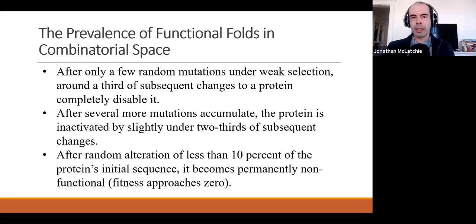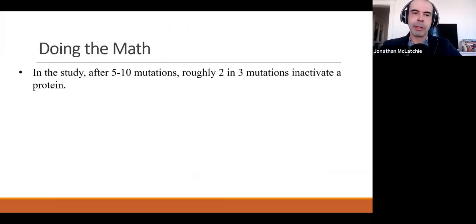So how can the results of this paper help us to elucidate the relative rarity or abundance of stable and functional protein structures within that combinatorial space? Well, the corresponding rarity can be calculated by working backwards, right? So the number of sequences that differ from an optimal one by a given number of amino acids increases almost exponentially with the number. So a random search would find a barely functional sequence long before an optimized one. So estimating the upper limit for the probability of a successful trial must focus on the neighborhood of sequence space. So let's do the math. So in the study, after 5 to 10 mutations, roughly 2 in 3 mutations inactivate a protein.